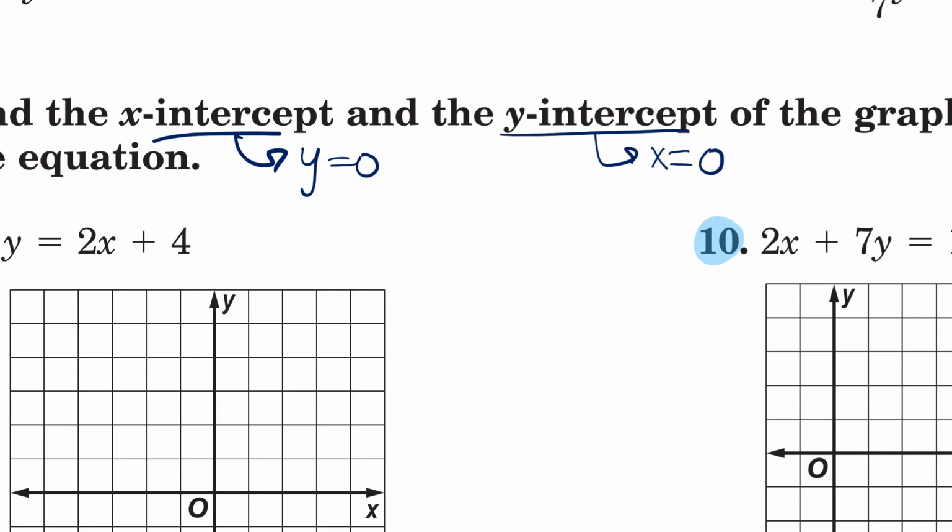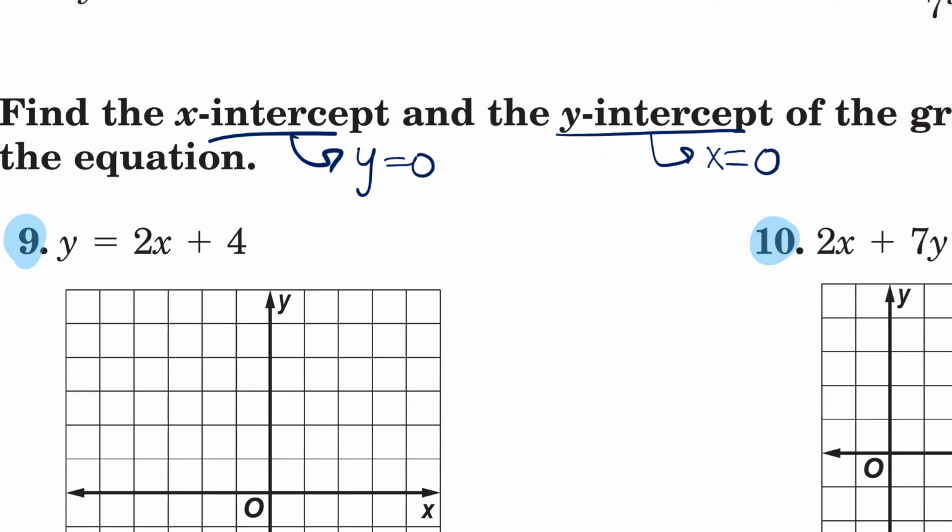You're gonna plug in 0 for all the x's. For the x-intercept, you plug in 0 for y. For the y-intercept, you plug in x equals 0. That's what I just said.